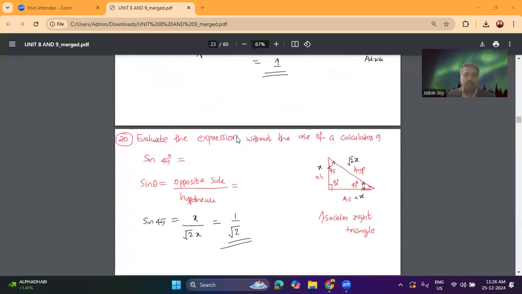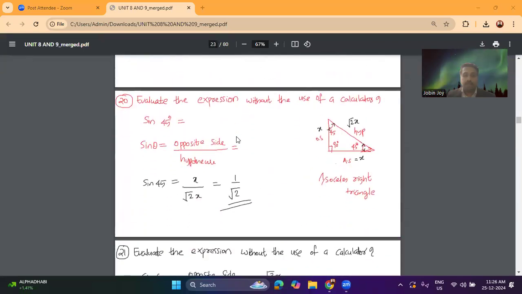Okay. So next question. Next question is sine 45. So this is an isosceles right angle triangle.